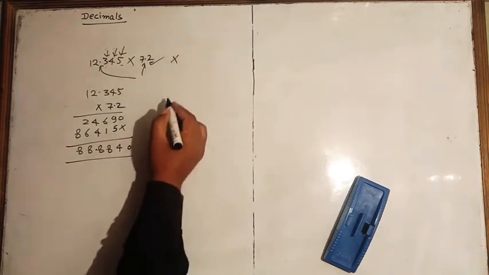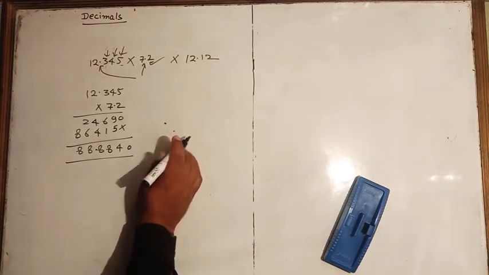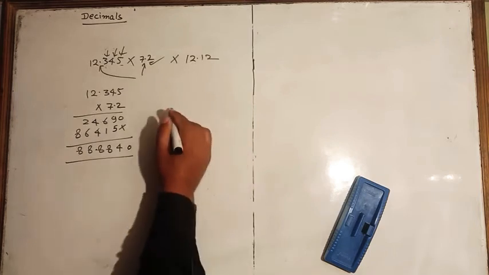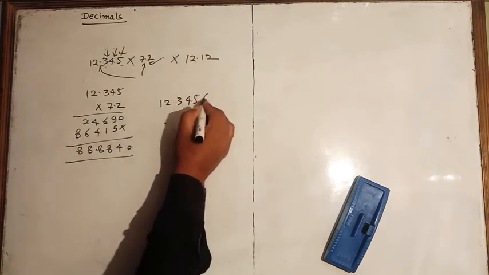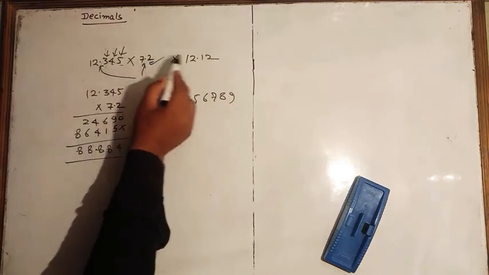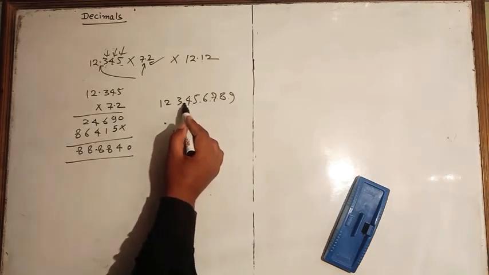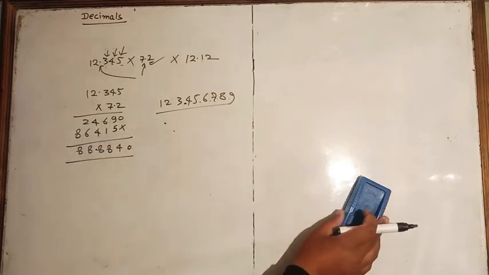If it is written like 12.12, then after how many places will we put the decimal? 1, 2, 3, 4, 5, 6, after 6 places. Means if our result is supposed to be like this, 1 2 3 4 5 6 7 8 9, then after how many places, 1 2 3 4 5 6, here we will put the decimal. Like this we will do in the case of multiplication.